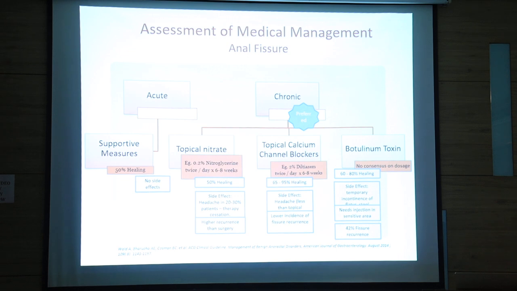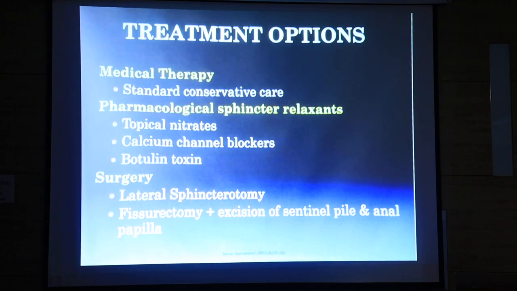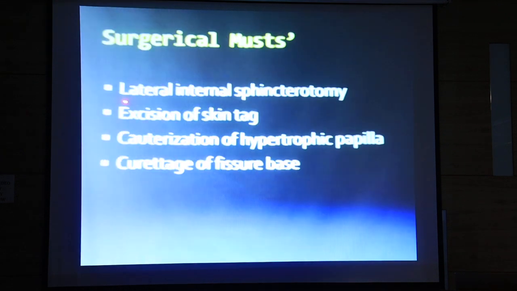Topical calcium channel blockers, for example diltiazem, which can be given twice a day. It causes 65 to 95% healing. Side effects are headache sometimes. And botulinum toxin also can be used. It is 60 to 80% healing. So, medical therapy: standard conservative care, pharmacological sphincter relaxants, topical nitrates, calcium channel blockers, and botulinum toxin. Surgery: lateral internal sphincterotomy, fissurectomy, and excision of central pile and then papilla.